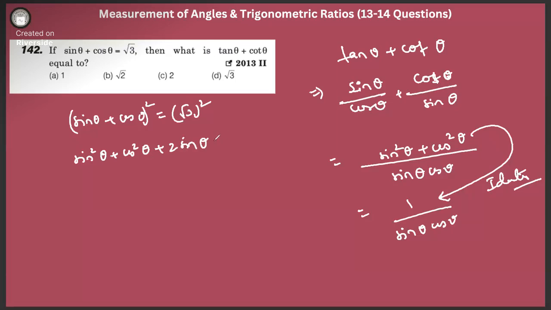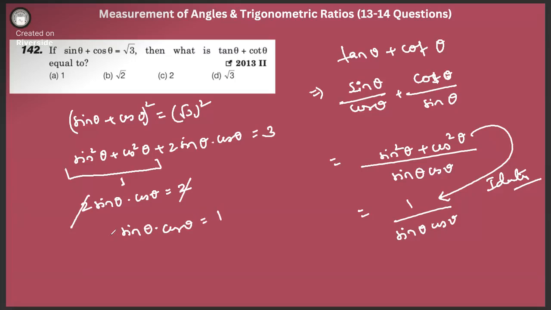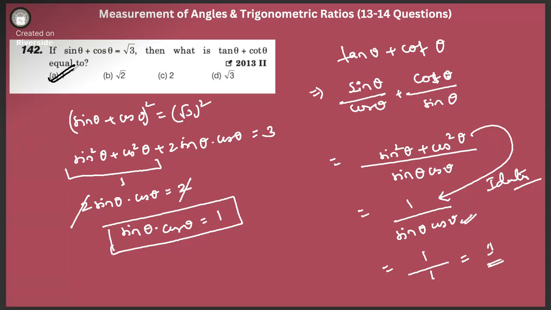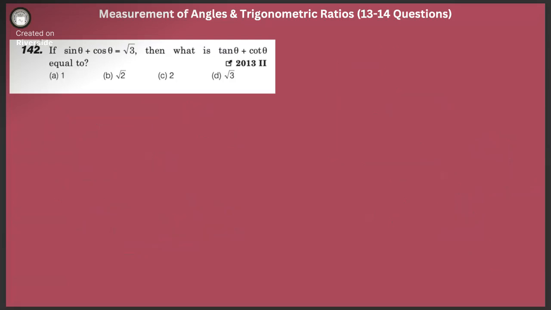2 sine theta cos theta is equal to 3 minus 1. That means 2 sine theta cos theta is equal to 2. Over there it is 1. I'll take it this side, it will become 1. This one gone. Sine theta into cos theta is equal to 1. Now we know this value over here. Can we plug it? Right, guys? So these things will come with practice. Don't freak out.